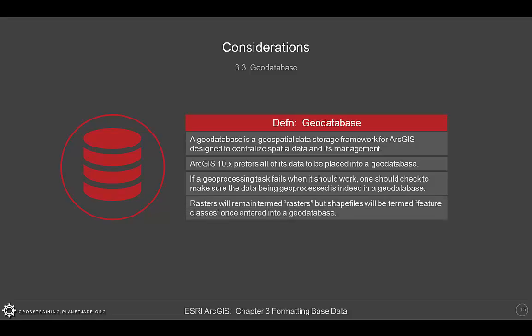Sometimes the terminology of your data set may change once it goes into the geodatabase, making it kind of confusing, especially if you are new to ArcGIS. Rasters will remain termed raster. Sometimes they're called surfaces, depending upon the type of raster that you are working with. But shapefiles, their term tends to change to feature class. So sometimes you'll hear the term feature class, and it basically means shapefile, but they just call it feature class once it enters into a geodatabase.